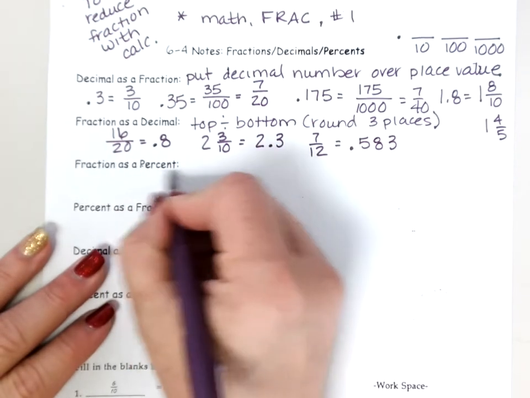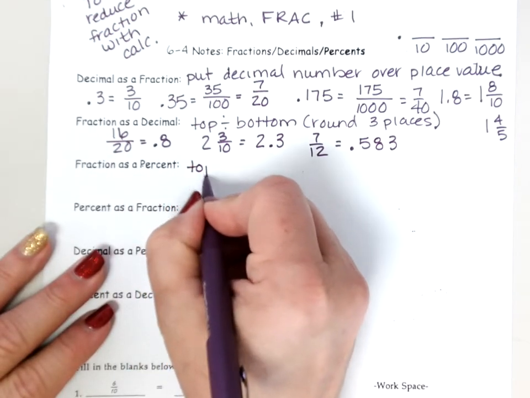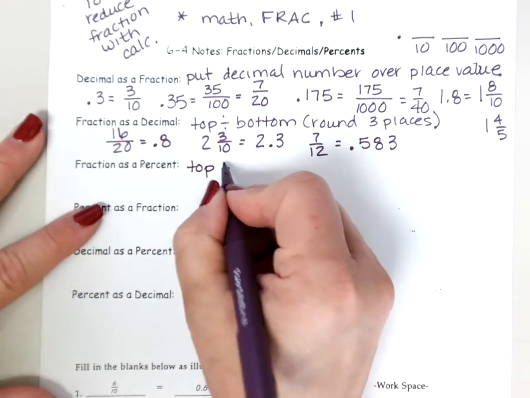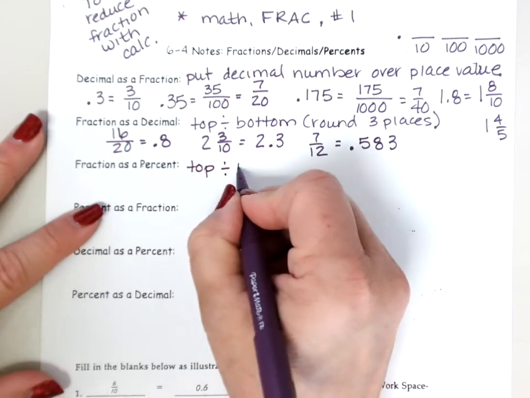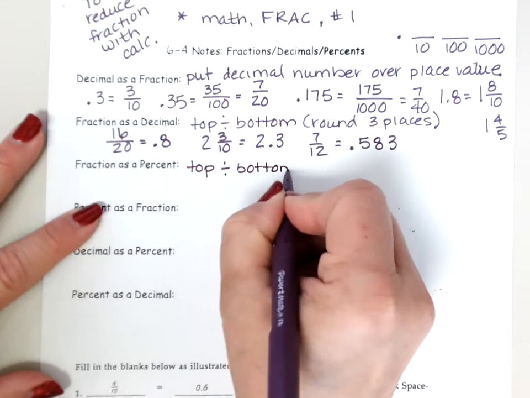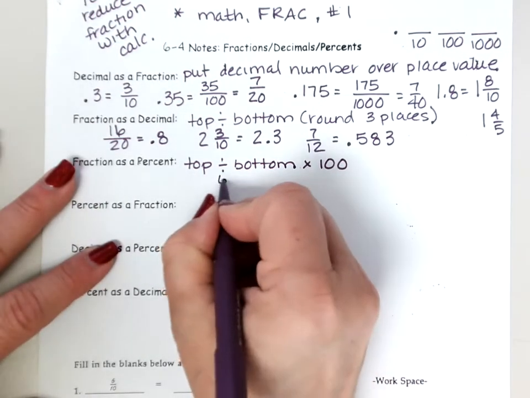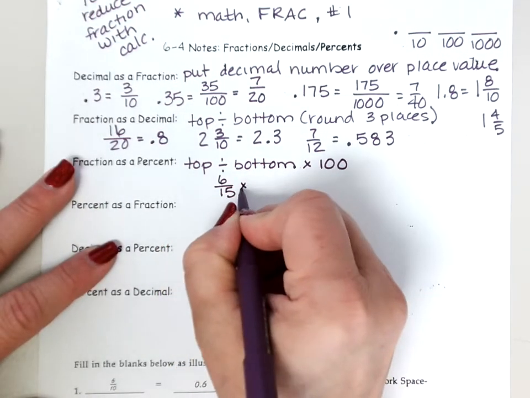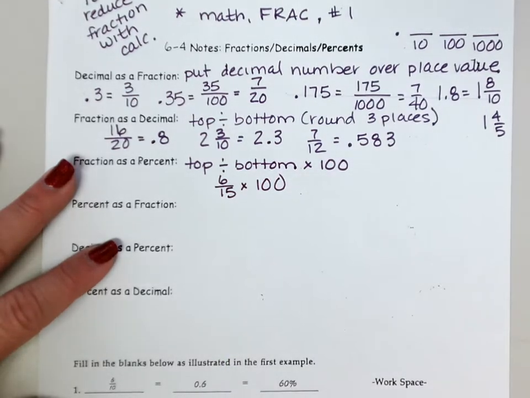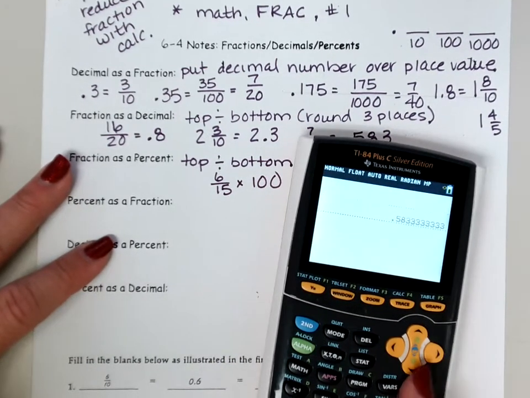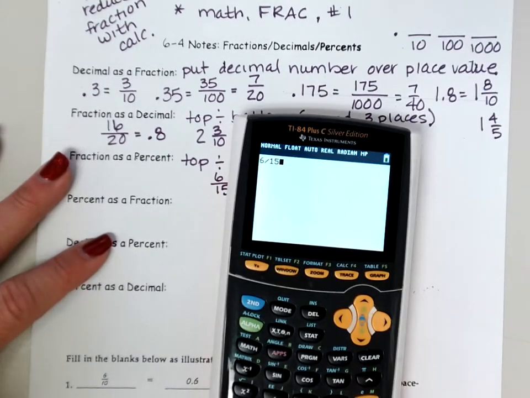Turning a fraction into a percent. If you want to find your grade and I don't put a percent on it for you, you would take the top number, what you got, divided by the bottom, which is the total, and you would times it by 100. So if you had 6 out of 15 on a quiz, we would do 6 divided by 15 times 100, and I would get 40.